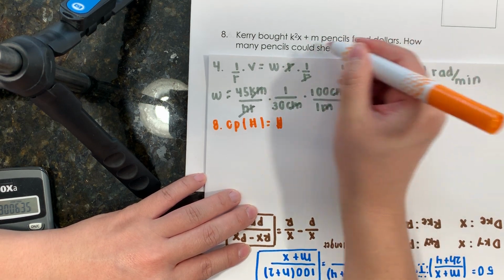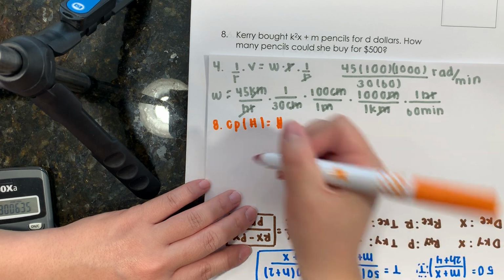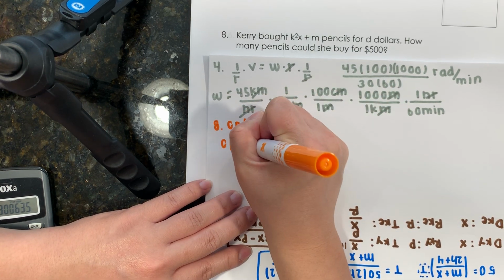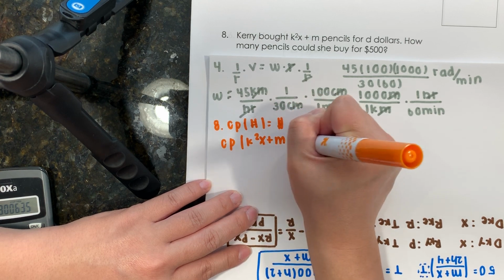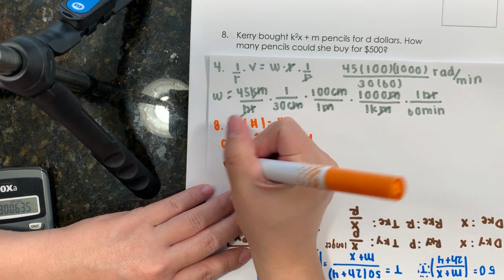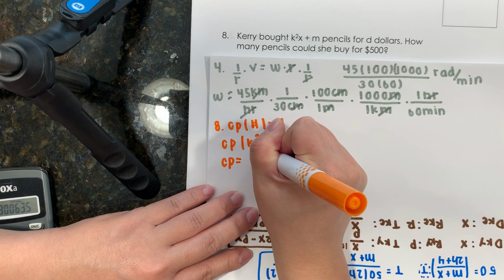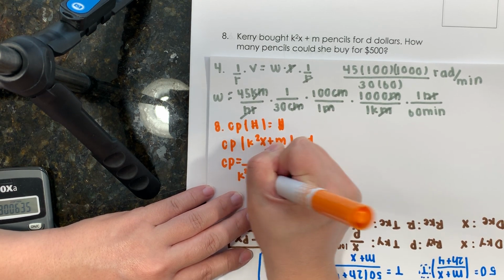So I'm going to just start with this top line. She bought K squared X plus M pencils for $D. So I'm solving for the cost per, knowing that she bought this many pencils for $D. So that means the cost per pencil is actually going to be D divided by K squared X plus M.